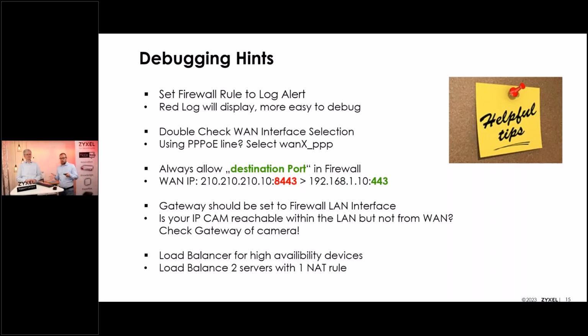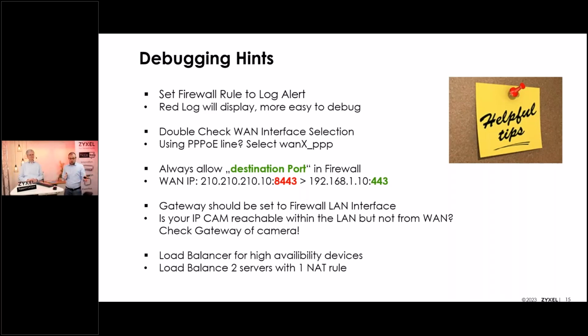Another thing that a lot of people, I wouldn't say get wrong, but maybe don't understand correctly, is if you're using PPPoE on the device. So basically you have a modem in bridge mode in front, and your firewall is doing the login towards your provider. Do not select the WAN 1 interface, but select the WAN 1 underscore PPP interface, because that is the actual interface being used for all the traffic. Perfect hint.